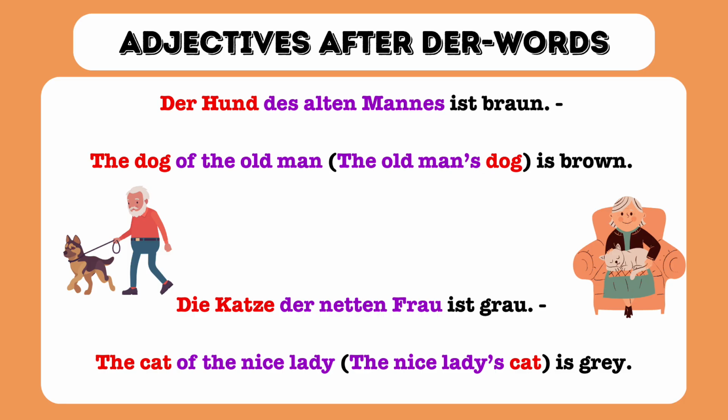Die Katze der netten Frau ist grau. The cat of the nice lady is gray. The nice lady is the one that possesses the cat, which puts her in the genitive case. Genitive form for feminine nouns is der. The adjective that follows must be en, der netten Frau. Die Katze der netten Frau ist grau.